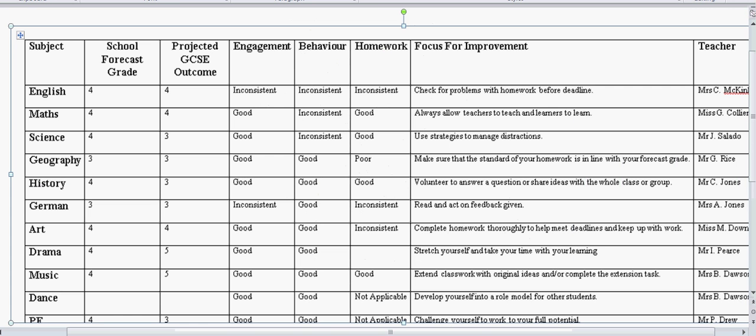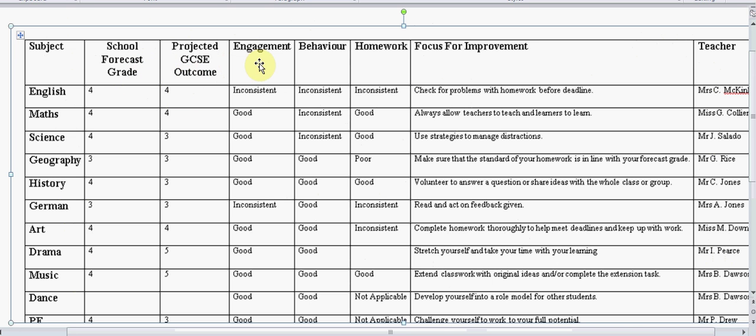The inside of the report will look like this. And for year 7 and 8, we have our subjects listed on the left, the teacher of the student on the right, and then we have our information within the main body here. There are 3 sections to that. There's the school forecast grade and projected GCSE outcome. They are the levels at which students are working or projected to be working at.